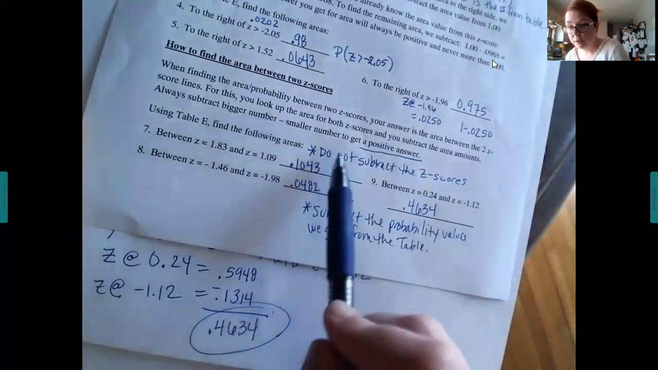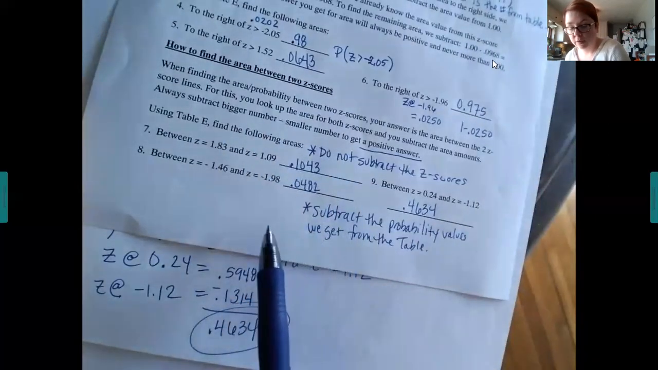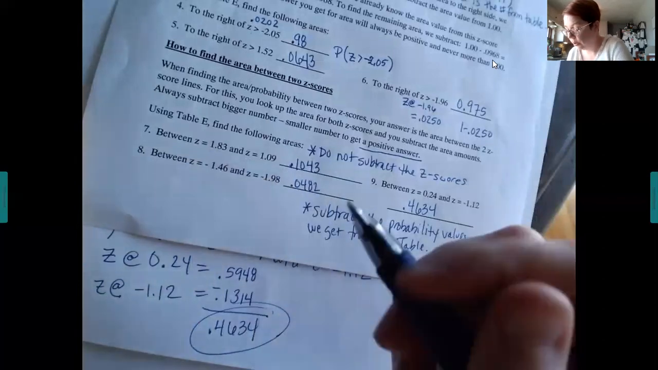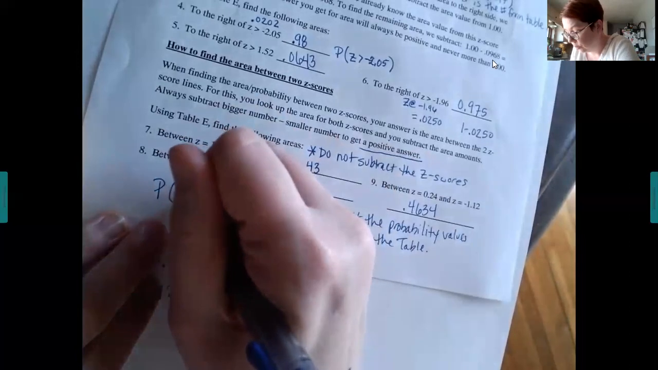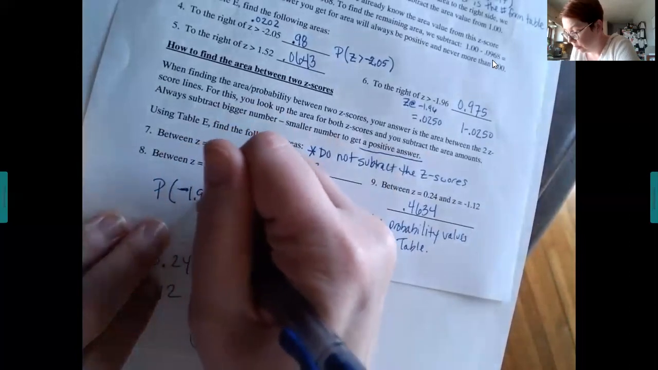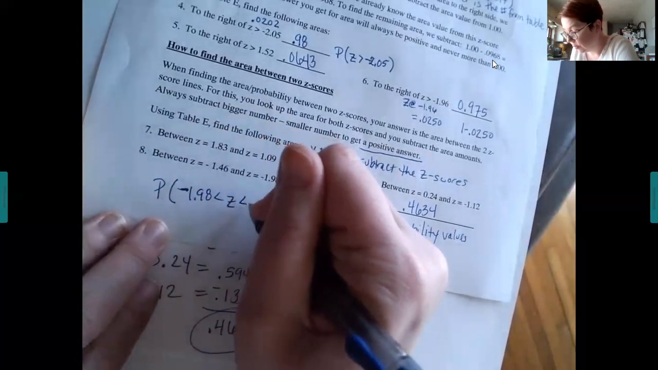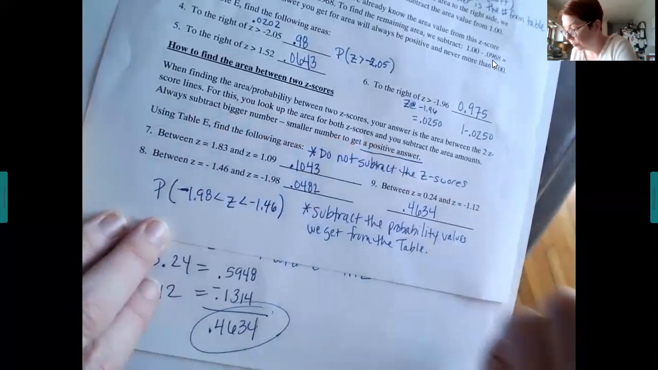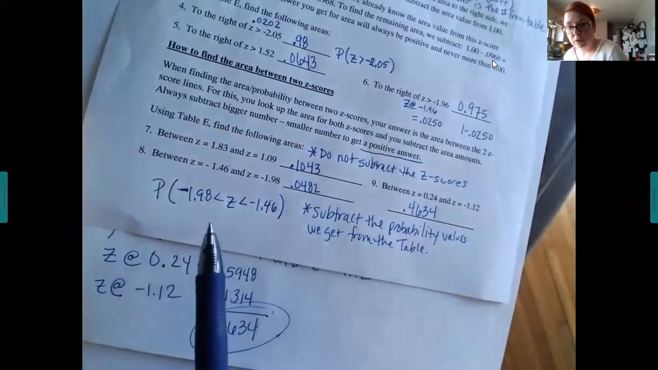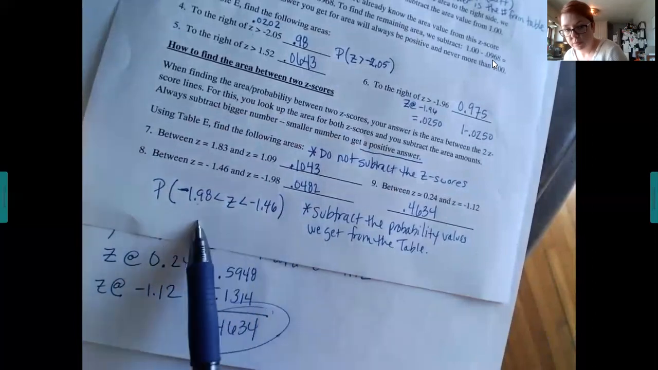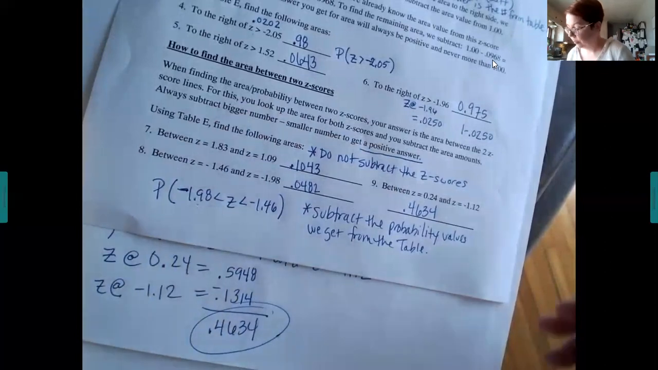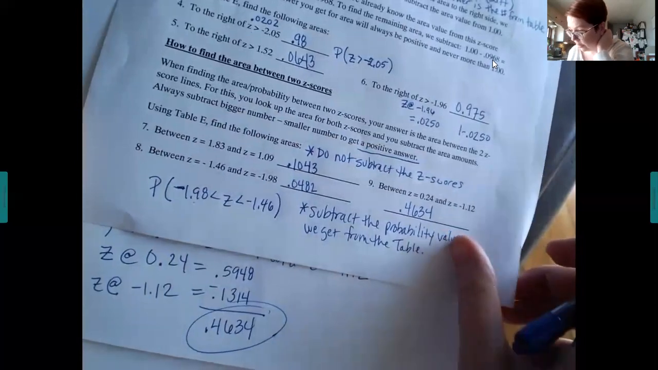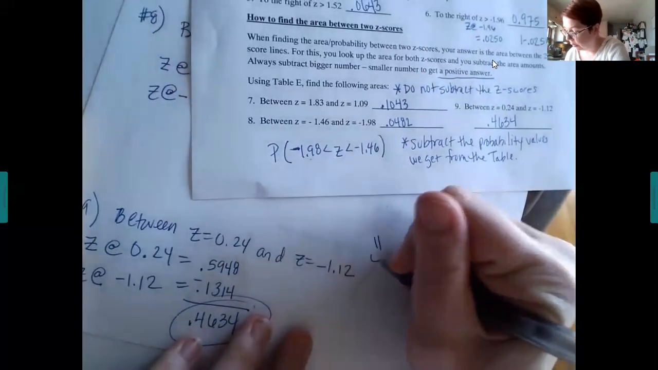If you have an in-betweener, it'll either say between this and that, or you might have it look like this: z is in between these two numbers. Then you look up the z-scores for the two values, and that's what you subtract. And your answer is always positive. All right, crash course in finding probability.